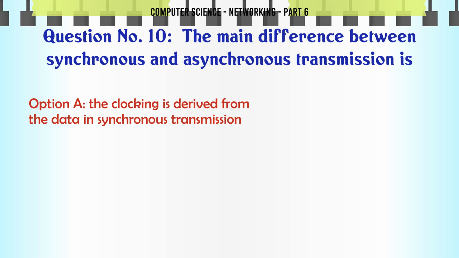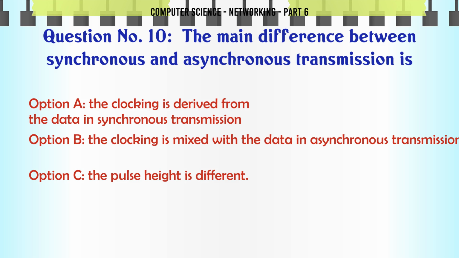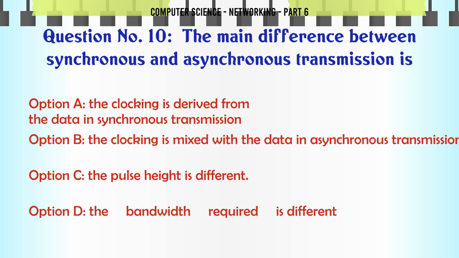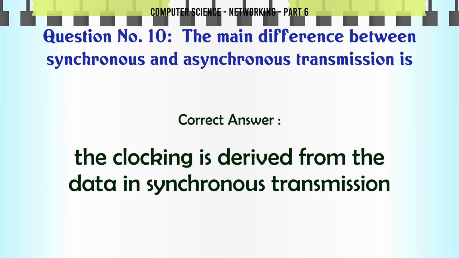The main difference between synchronous and asynchronous transmission is A. The clocking is derived from the data in synchronous transmission. B. The clocking is mixed with the data in asynchronous transmission. C. The pulse height is different. D. The bandwidth required is different. The correct answer is the clocking is derived from the data in synchronous transmission.